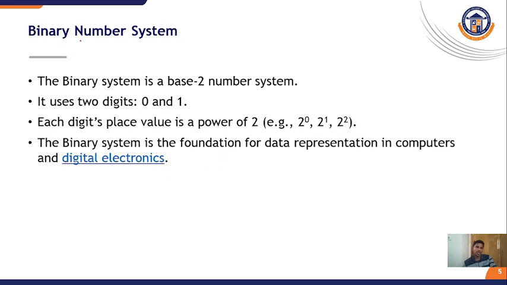Next, the binary number system, which is a base 2 number system. As I already said, it uses only two digits, zeros and ones. Each digit place has a value that is a power of 2: 2 power 0, 2 power 1, 2 power 2. The binary system is the foundation for data representation in computers and digital electronics.